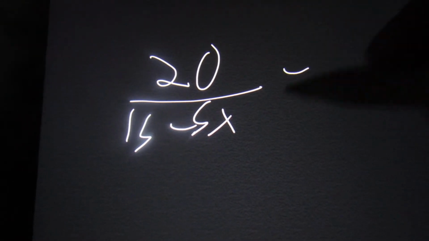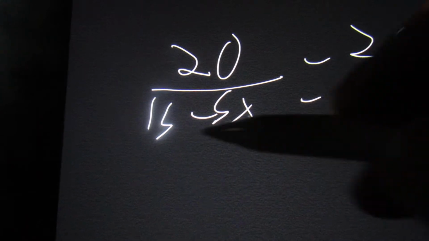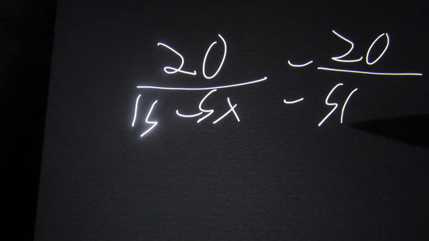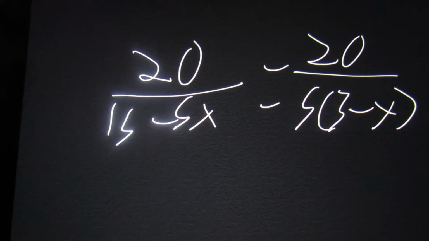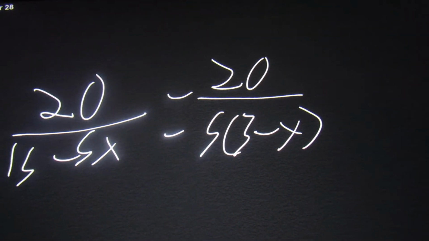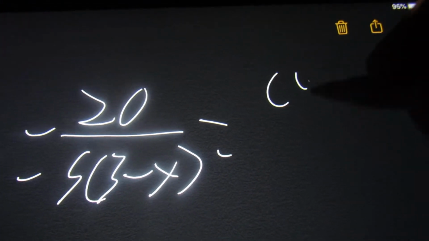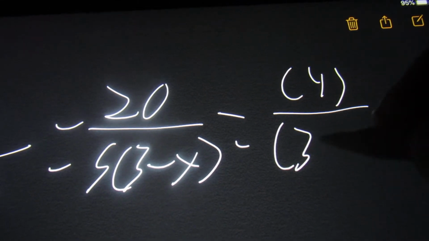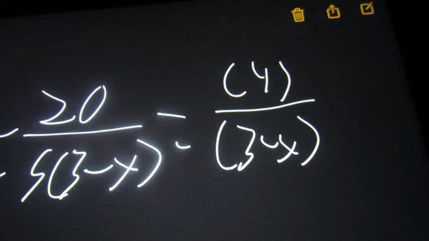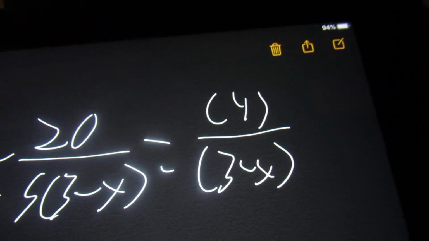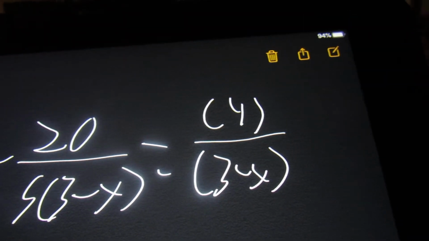So we can't do anything with the 20 on top, so that stays there, but we can factor out a 5 from the bottom. What we're left with is 3 minus x. Now the 5 and the 20 we can divide, so we're going to have 4 on top and 3 minus x on bottom. Note that I put these in parentheses.